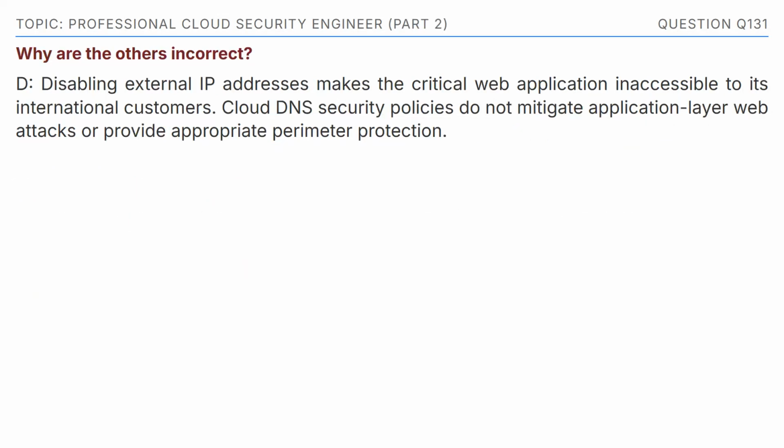Why are the others incorrect? D. Disabling external IP addresses makes the critical web application inaccessible to its international customers. Cloud DNS security policies do not mitigate application layer web attacks or provide appropriate perimeter protection.